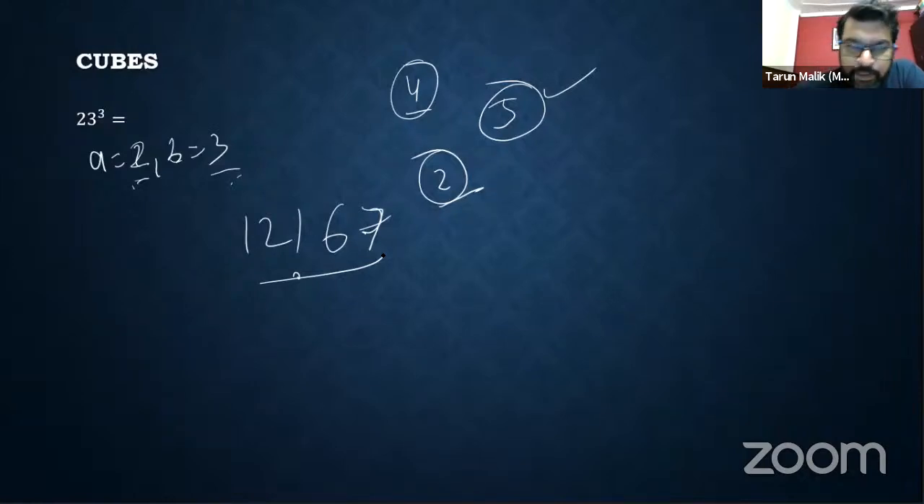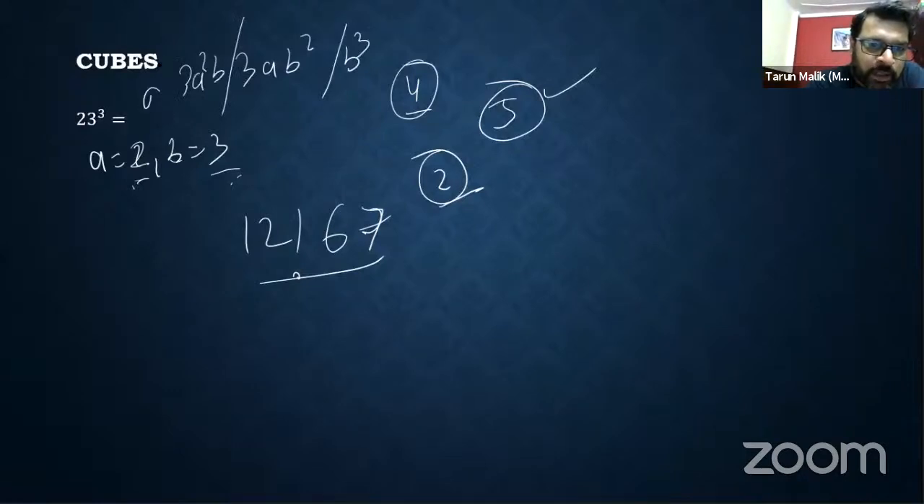I'm just doing B cube and then 3AB square and 3A square B and A cube. That's it. By using identities, obviously, yeah. But I'm not expanding 20 plus 3 whole cube and then adding it again. I'm just using that logic, but I'm finding the answer in one step only. No, you cannot get left to right. When you add or multiply two numbers, can you go from left to right? It's a basic first standard thing, yeah. Always right to left.